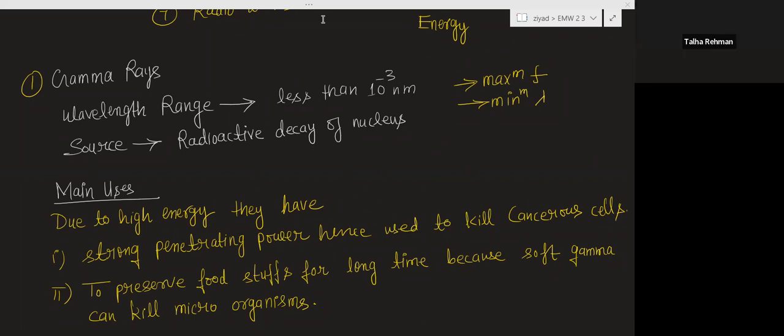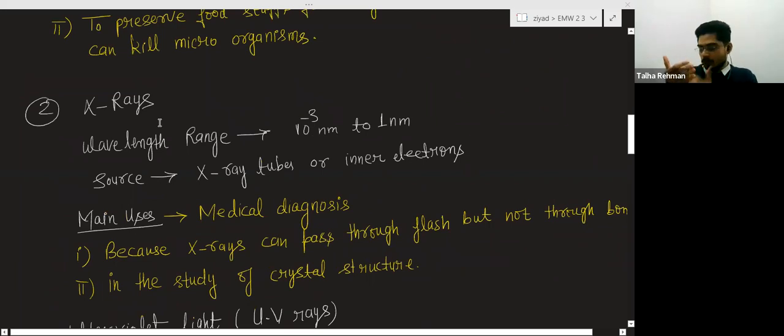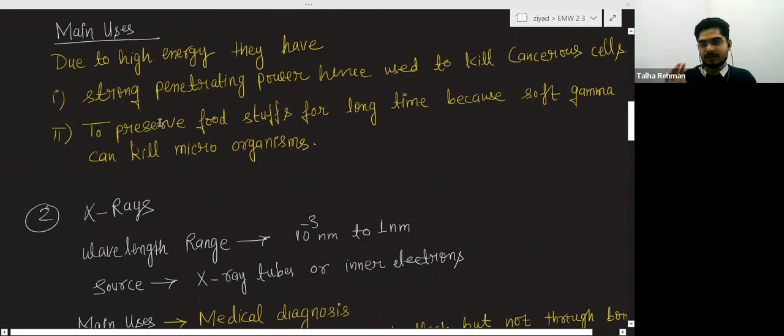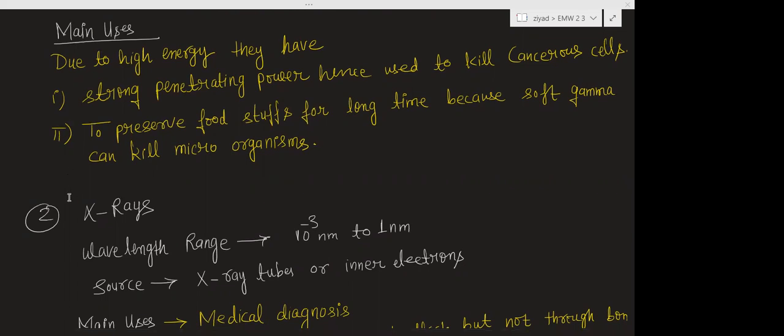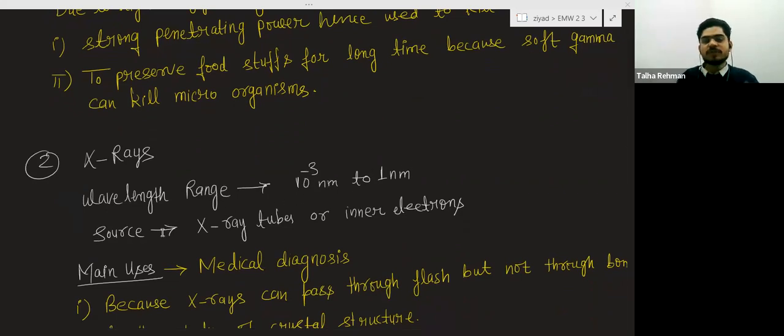After gamma rays, we have the X-rays. We have seen the X-ray of bone. Sometimes you have heard the doctor say do the X-ray of this portion of your body. So those are the X-rays. Basically, the wavelength range is 10 to the power minus 3 nanometer to 1 nanometer. And what is the source from where the X-ray is produced? X-ray tubes or inner electrons. This is the source. What are the main uses?